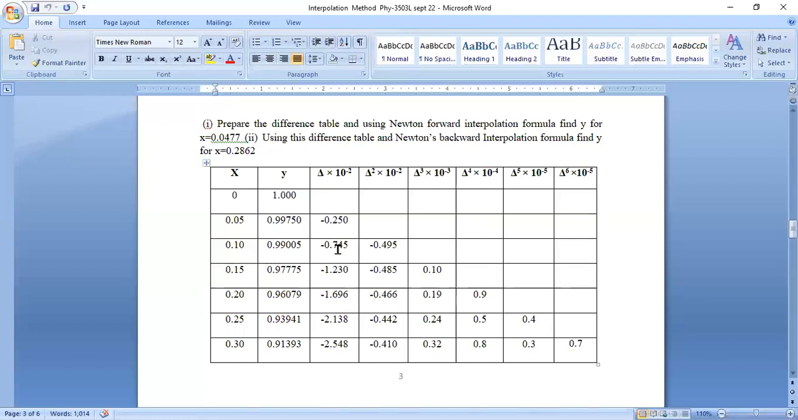Del y1 is here. This is del y0. So this is del y1, right? This is del square y1. This is del cube y1. This is del 4 y1. So you see, once you know yk, and if you draw a diagonal line, right?